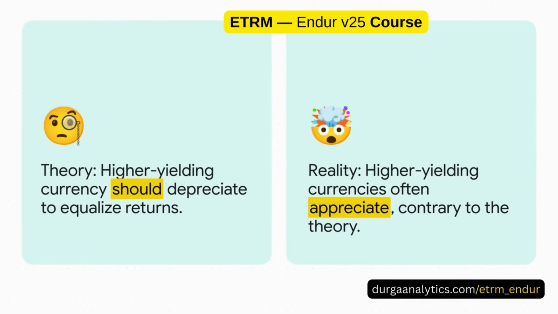And this slide lays out the puzzle perfectly. The textbook theory, called interest rate parity, says that a currency with a higher interest rate should weaken over time to basically cancel out that extra yield. But what do we often see in the actual market? The complete opposite. A lot of times, those high-yielding currencies actually get stronger.